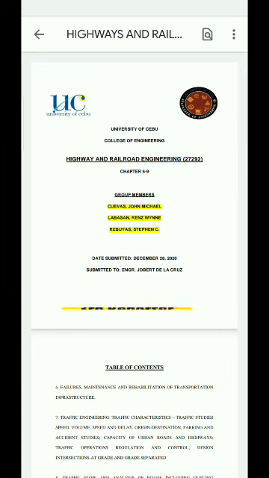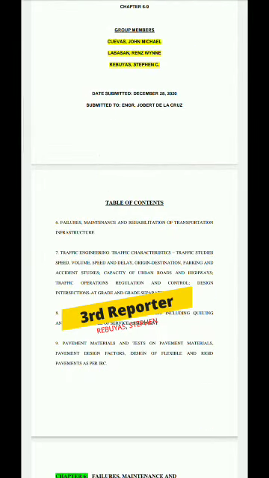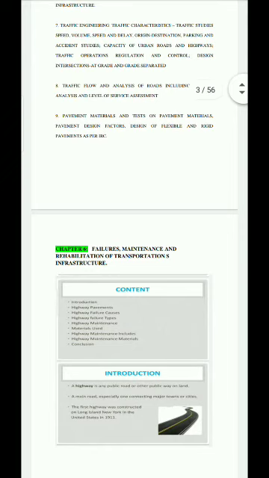Hello everyone, I am Rebuyas, and I am going to report on the failures, maintenance and rehabilitation of transportation infrastructure. Before we proceed, let us first know the contents of this topic: highway pavements, highway failure causes, highway failure types, highway maintenance, material use, highway maintenance includes, and highway maintenance materials.